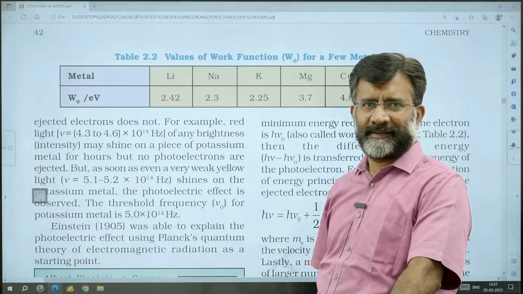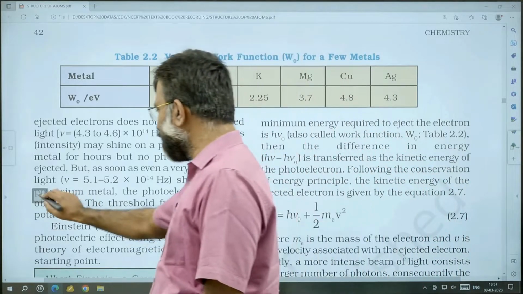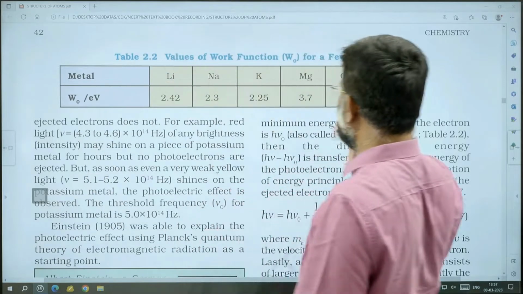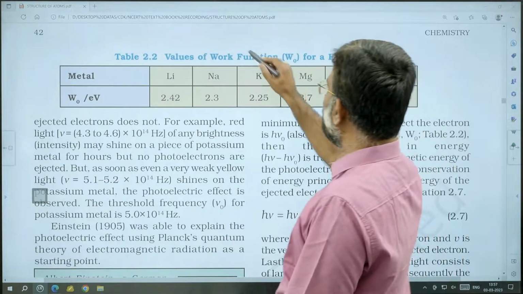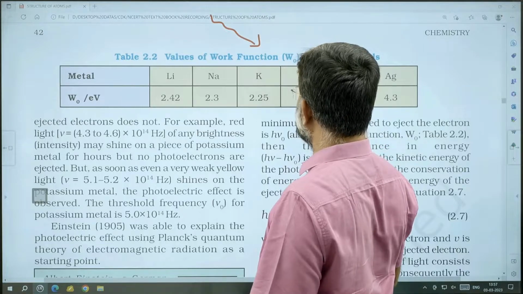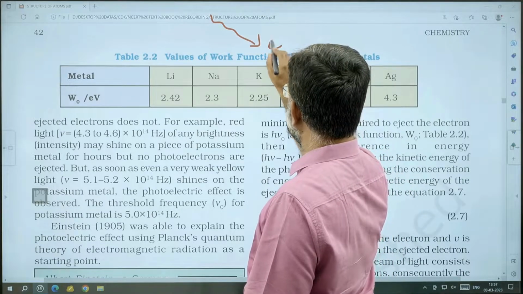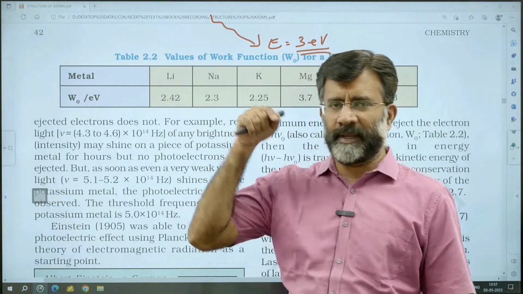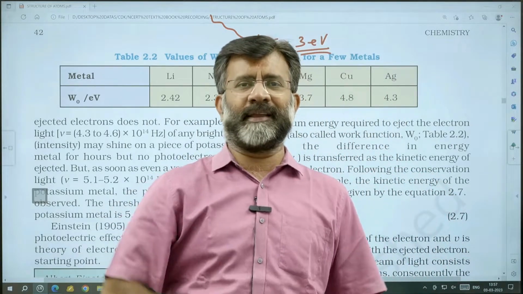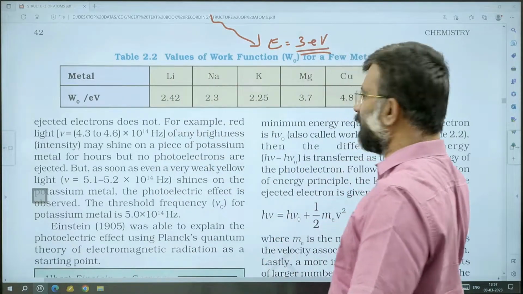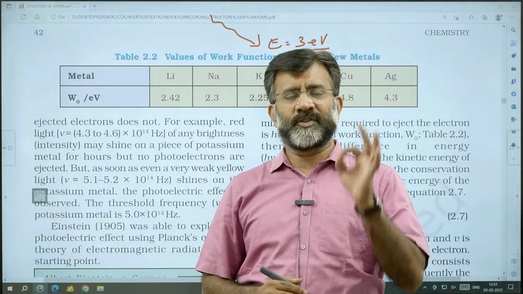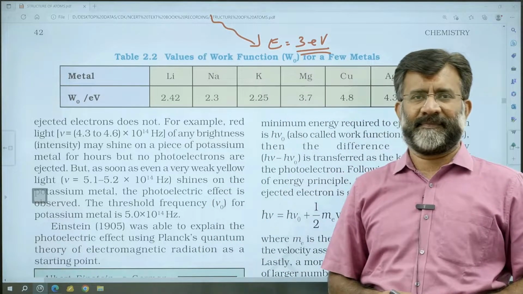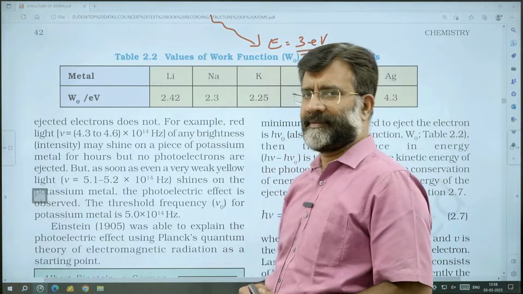Hope you understand. Let me ask you one question. Imagine I am taking these metals for an experiment and I am passing a radiation having energy equal to 3 electron volt over all these metals. Which metals will cause photoelectric effect?